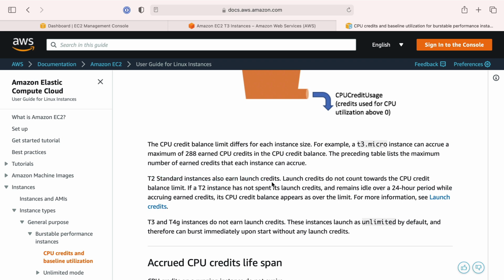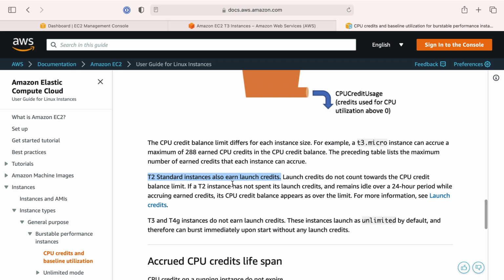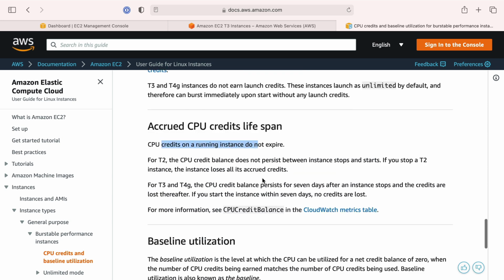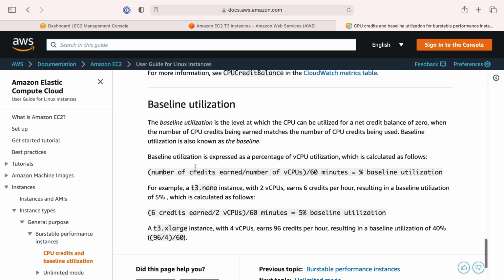And then you start again with your baseline launch credits, which is a little bit of a trick if you run out of credits and need something to get cleared out quickly. T3 and T4G do not earn launch credits because they have this unlimited feature by default, where if you have no credits available and you need that CPU usage, you're allowed that CPU usage for an extra fee.